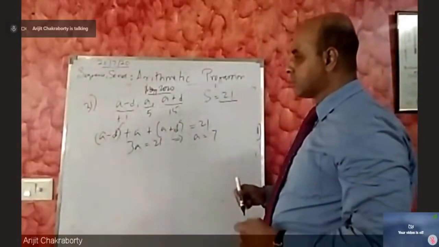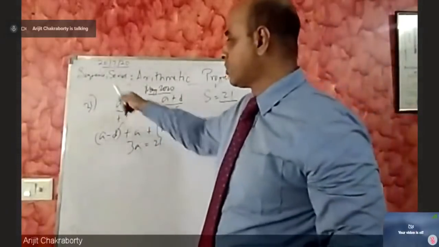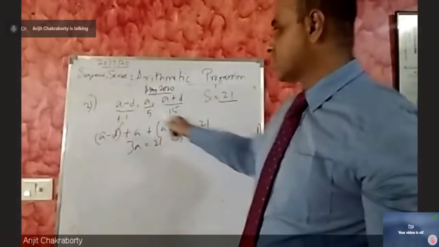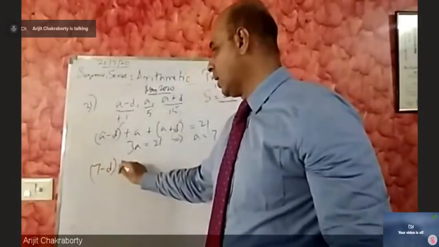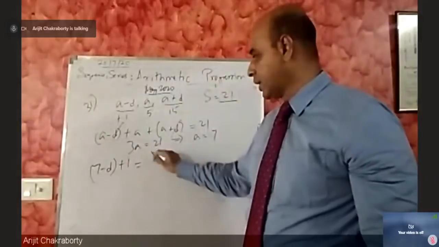Now what happens is you are adding 1 to this one. So A is 7. So A minus D is 7 minus D. You are adding 1 to it. So this becomes a new number.